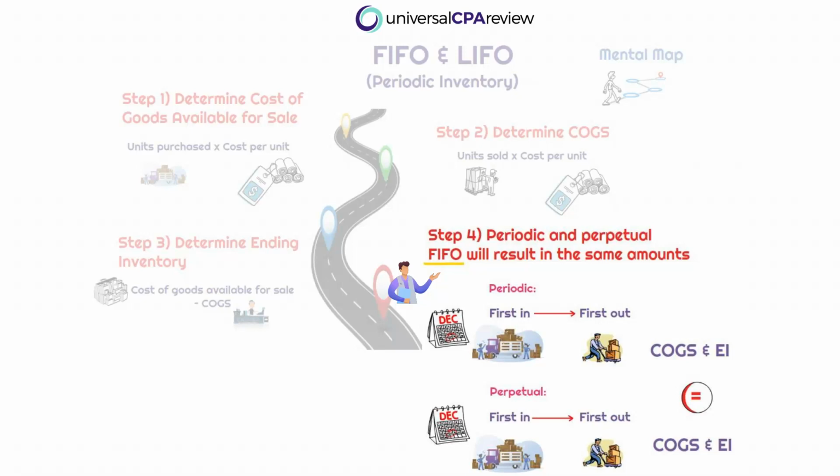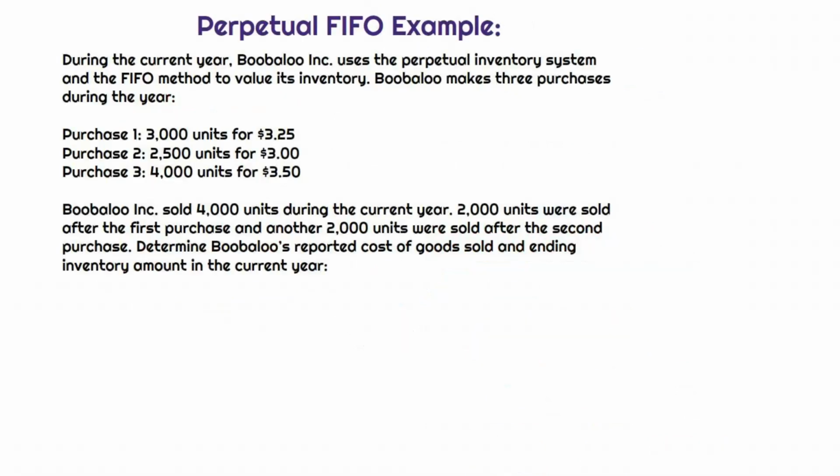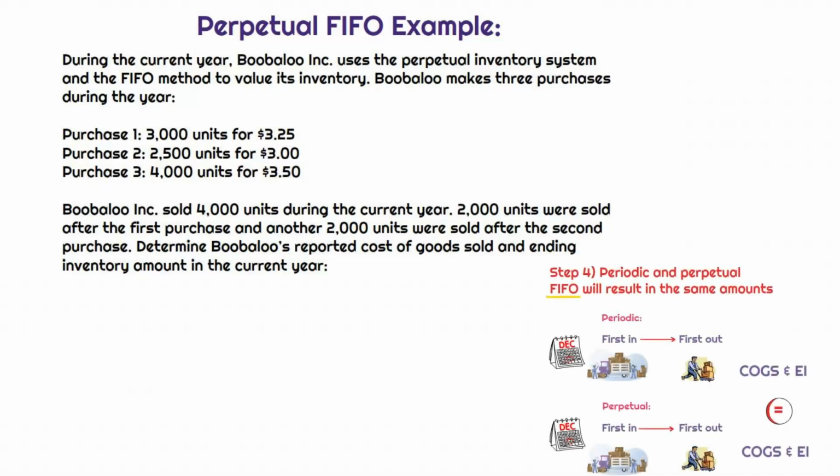Okay, so reverting back to our mental map, step 4. Both periodic FIFO and perpetual FIFO will always result in the same amounts. Okay, perpetual FIFO. If I'm seeing perpetual FIFO, I am salivating at the mouth at the Prometric Center. And the reason is because what this tells me is if I see a perpetual FIFO, I could technically apply the periodic method and get the same cost of goods sold and ending inventory value as had I applied the perpetual method. All right, but we still need to know the perpetual method and get some repetition in because this is still a method that we need to understand and it's ultimately going to get tested.